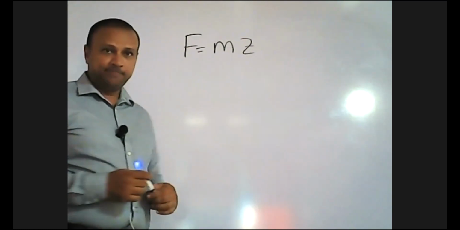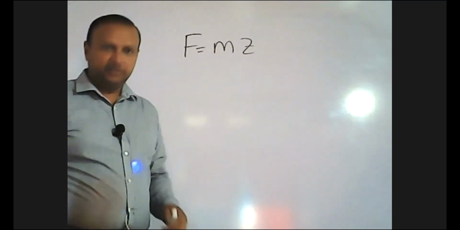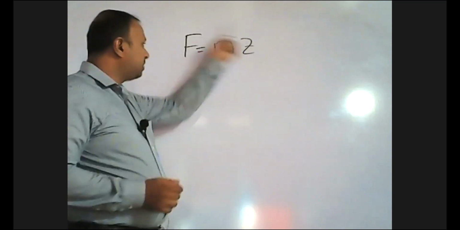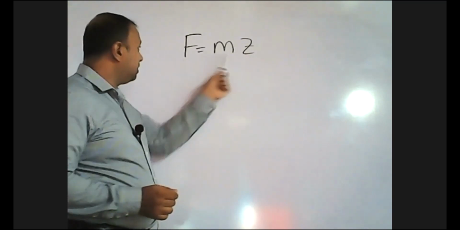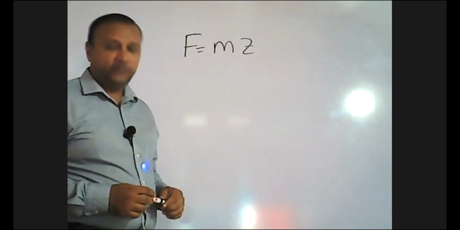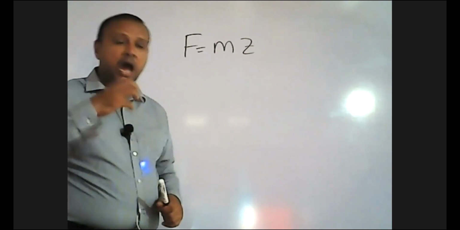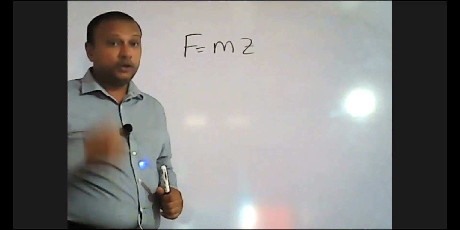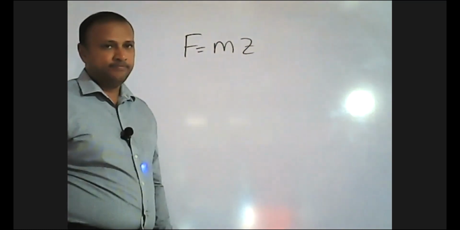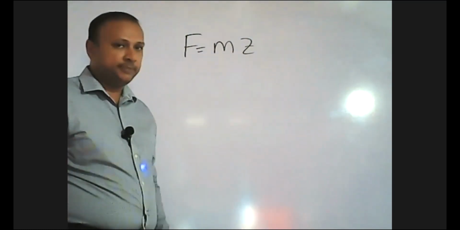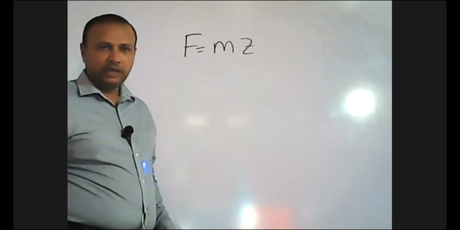So my question is, suppose we are given this kind of equation. This is the first equation we did in the previous lesson. Those terms F and M are known. F is a force and M is a mass. How to use dimensional analysis to find the unit of Z?